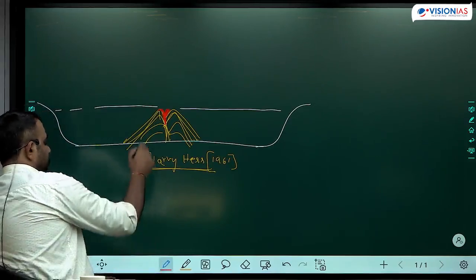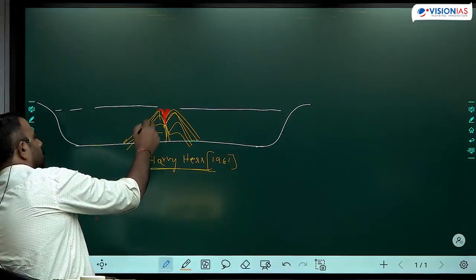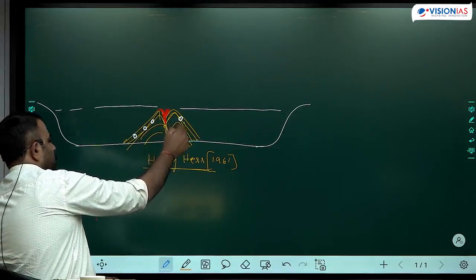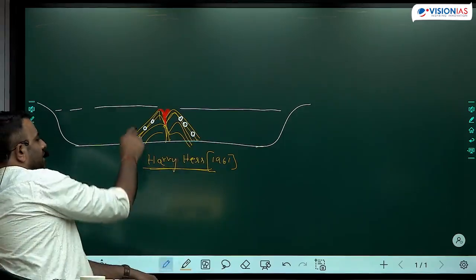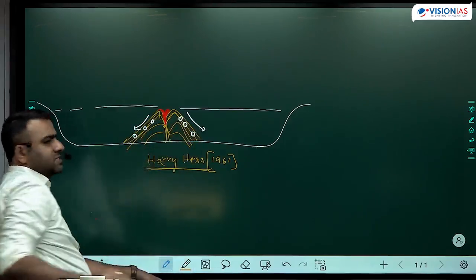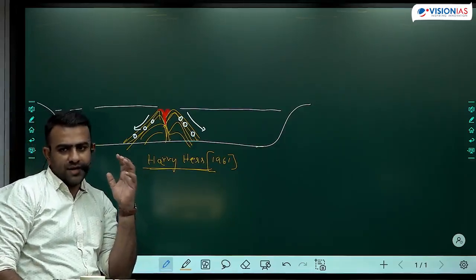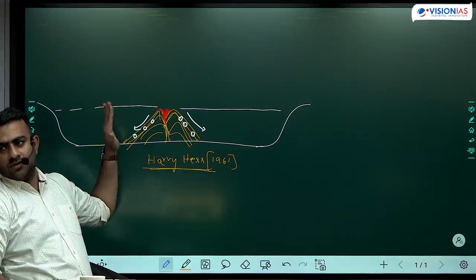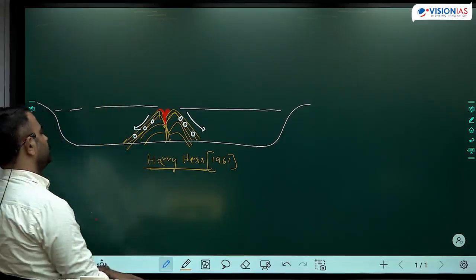In addition to this, there were a few more observations. They tried to collect samples of rocks away from the central part of the ridge, and they found that the age of the rocks continuously increases going away. At the center, you find the youngest rocks. As you move away from the central part of the ridge, you find older rocks. The farther you go, the older they become.